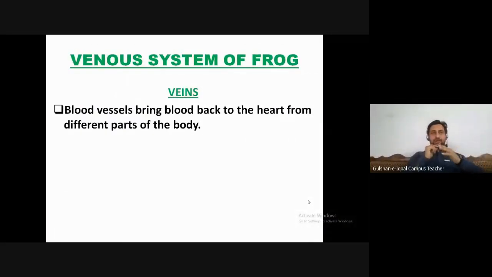Now the circulatory system has two main important things, veins and arteries. The arteries are supplying the blood from the heart to the regions of the body, and the veins are collecting that blood from the different regions of the body and bringing it back to the heart so that it is again supplied to the different regions of the body. So let's discuss the components of the venous system.